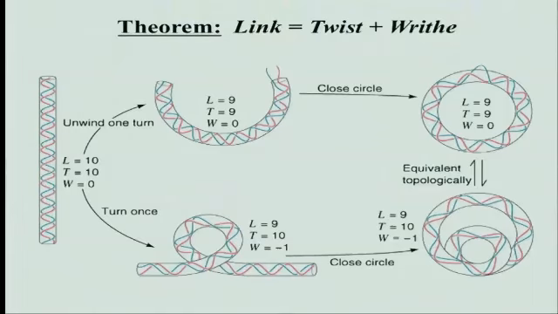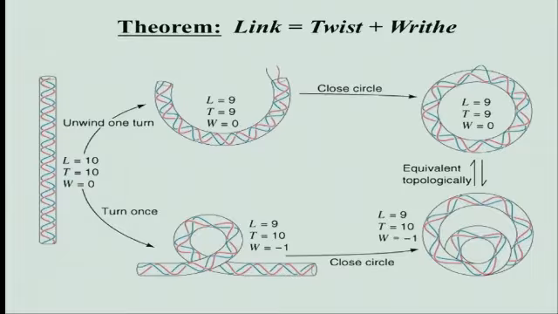And a very beautiful theorem proved by Calugareanu and Jim White and later translated into the biological nomenclature by Vinograd is this beautiful relationship that the linking number of 2 closed curves in space is equal to the sum of the twist and the writhe.